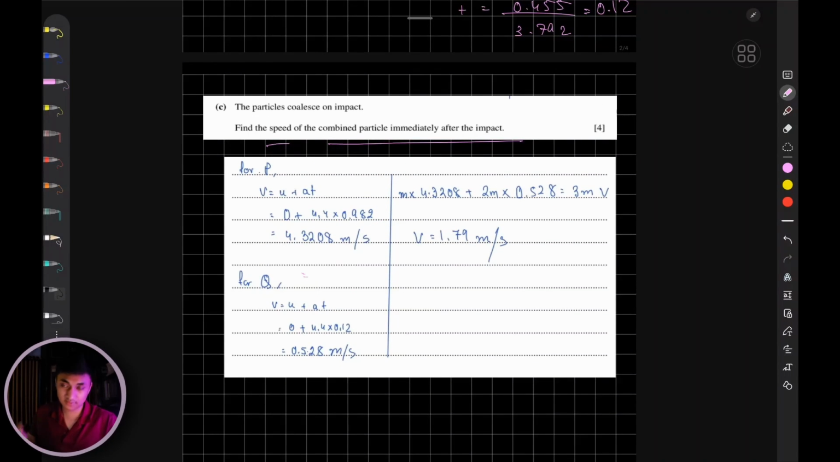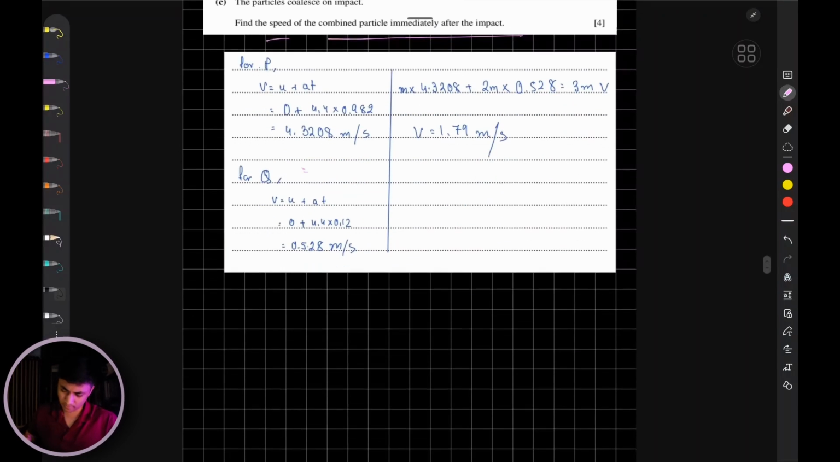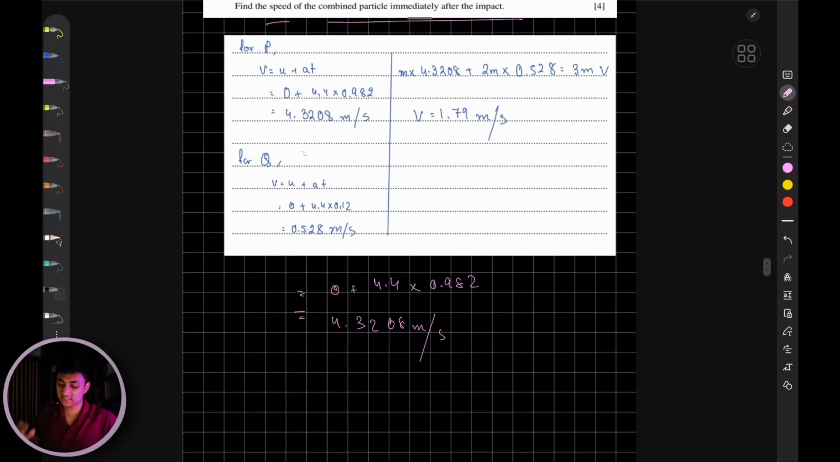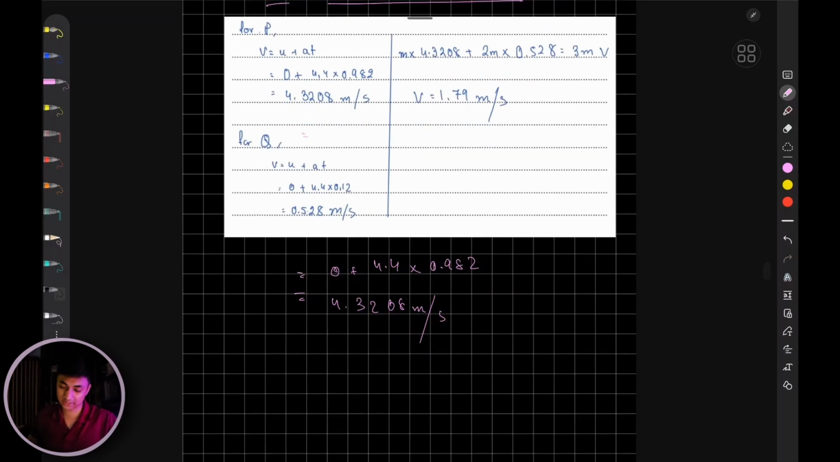That is, initial velocity is 0, because starting from the top, plus acceleration 4.4 downwards times your time, that is 0.982, and your final answer turns out to be 4.328 meter per second. So that is the velocity of P when they come in contact.